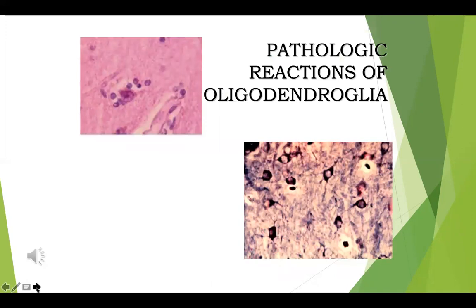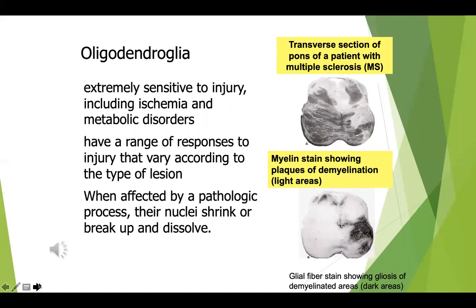Now we go to how the oligodendroglia react to injury. These cells are extremely sensitive to injury, including ischemia and metabolic disorders. They have a range of responses to injury that vary according to the type of the lesion. When affected by a pathologic process, their nuclei shrink or just break up and dissolve.